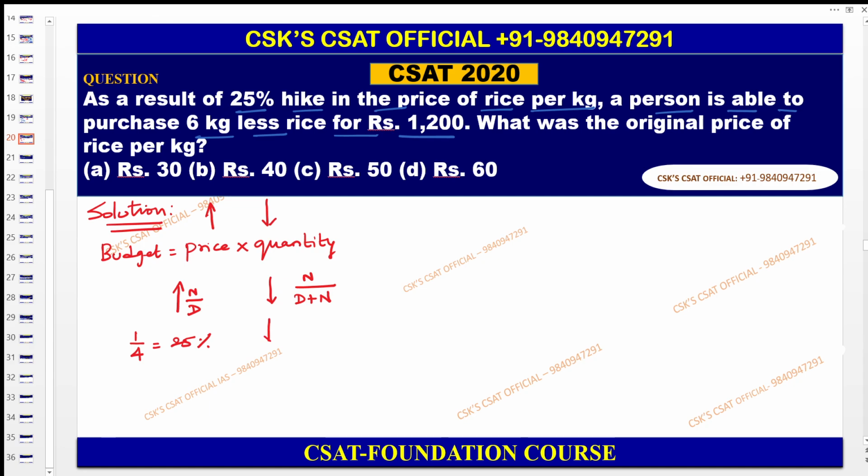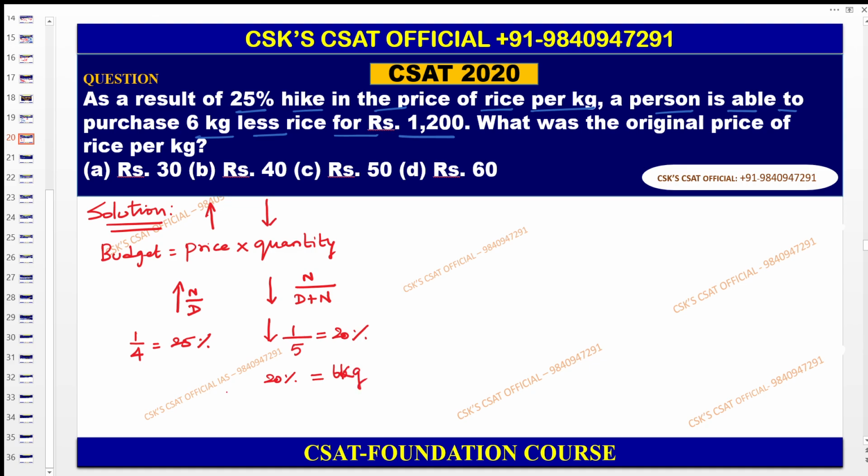Then how much quantity reduced? That quantity reduced is nothing but 6 kg, which has been provided in the question. But what is that percentage? Calculate the same numerator by denominator plus numerator. So 4 plus 1 is equal to 5. So 1 by 5 is nothing but 20%. 20% reduced. That reduced quantity has been provided here: 20% is equal to 6 kg.